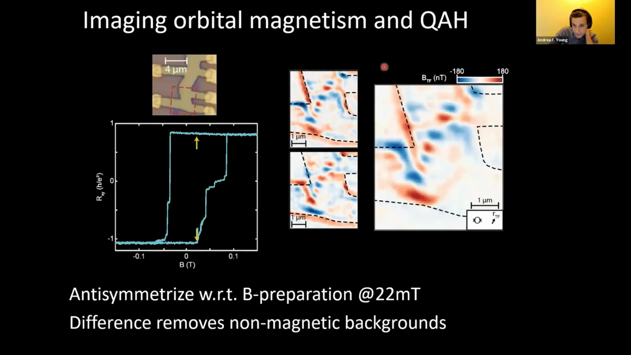And this is what it looks like for this twisted bilayer sample in the same regime that shows quantized anomalous Hall between these four contacts. And you can see that the structure is not at all uniform. But there's clearly magnetic structure, right?